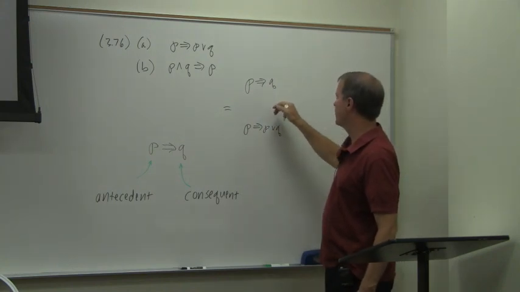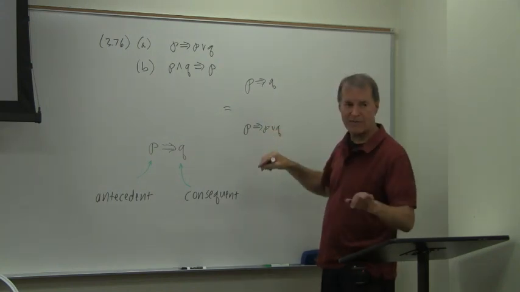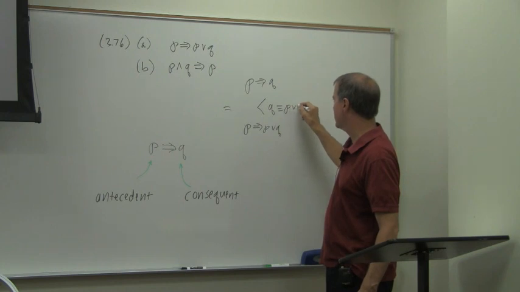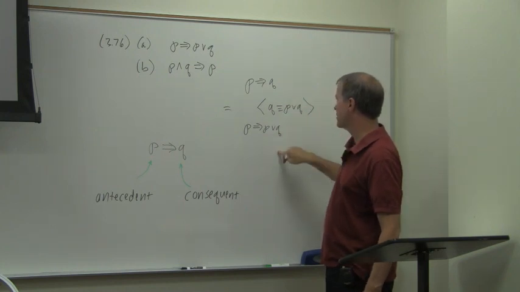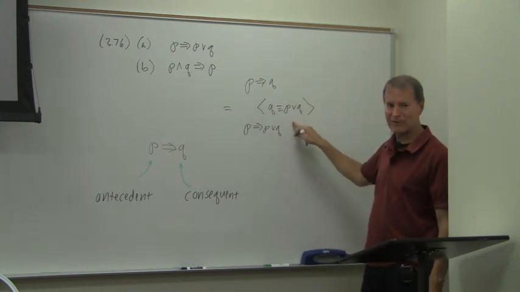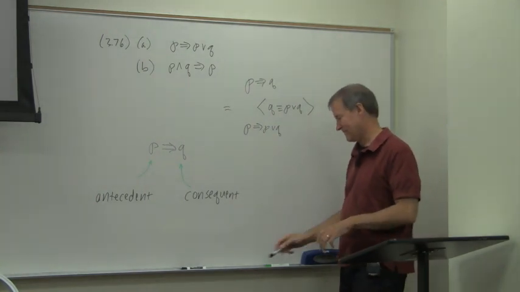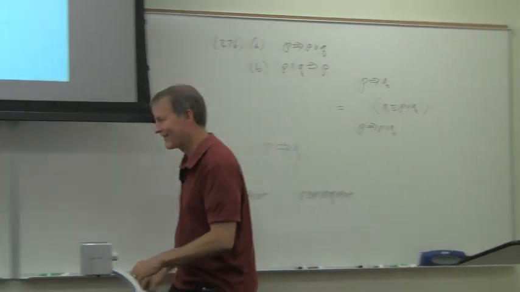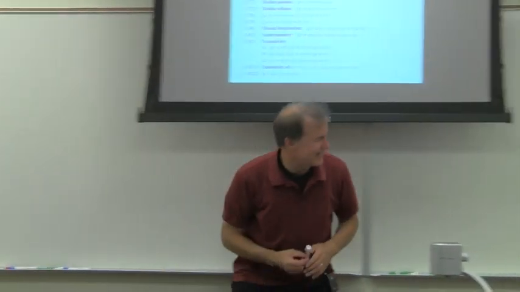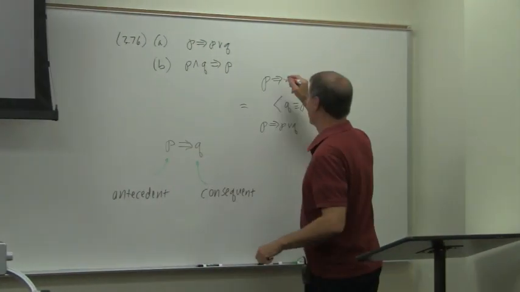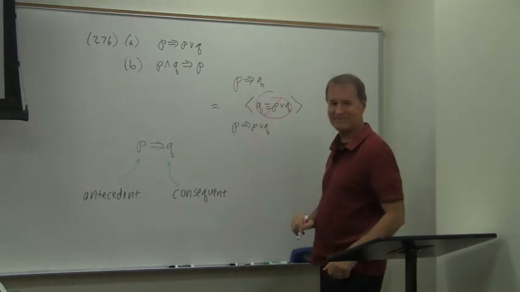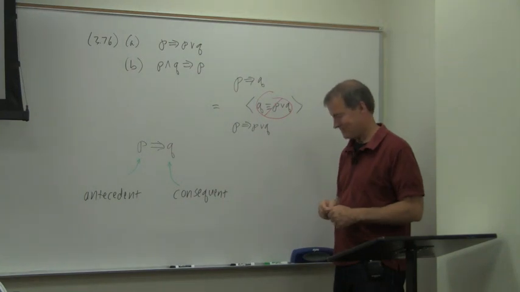In order to have this work, this is incorrect. In order to have it work, you would have to have Q equivalent to P or Q, to substitute equals for equals. But Q is not equivalent to P or Q. That was a good try, but that's not the case.